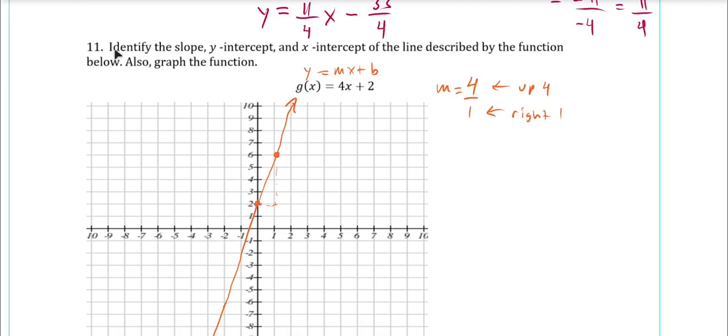What else did they want? They wanted the slope. Okay, that's done. The y-intercept, that was pretty much given. The x-intercept, well, we can kind of see that it looks like a certain fraction here. It's halfway between 0 and negative 1. Let's find out what it is explicitly.